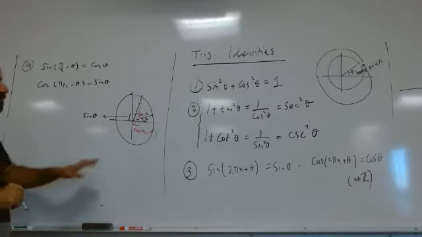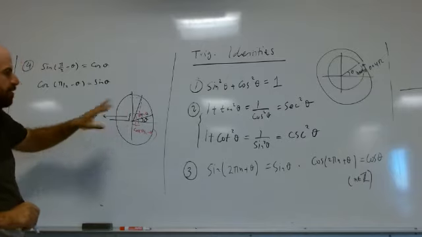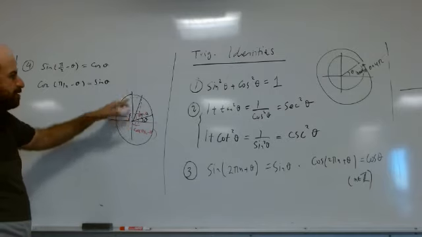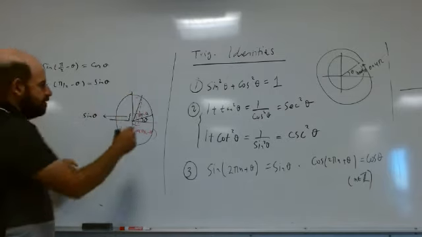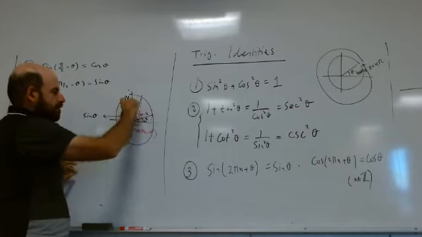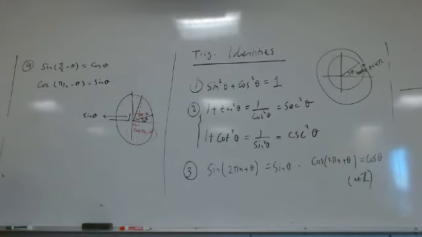And similarly, you see this length is the same as this length. I don't want to make the picture too messy, but similarly, sine of pi half minus theta, this length is the same as this length here. Cosine theta is the same as sine of pi half minus theta. Cosine of pi half minus theta is the same as sine theta.